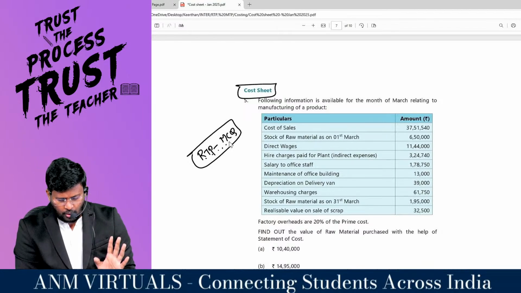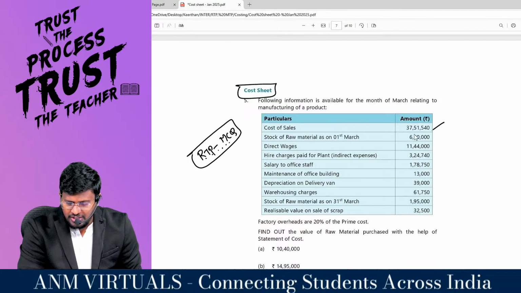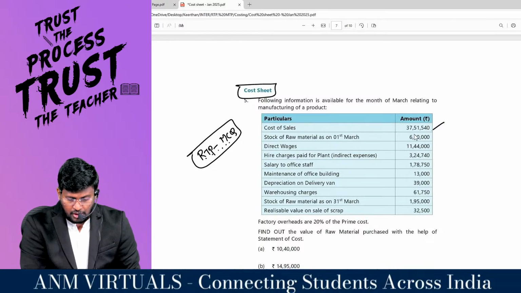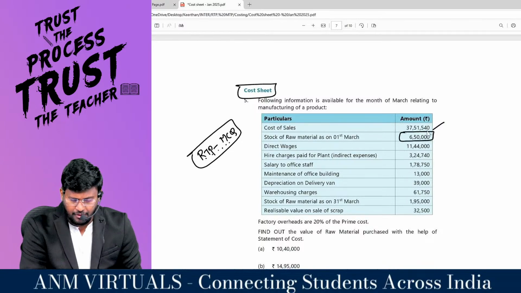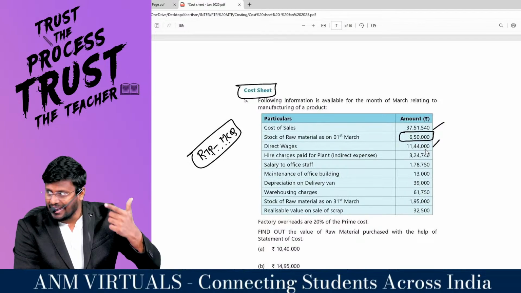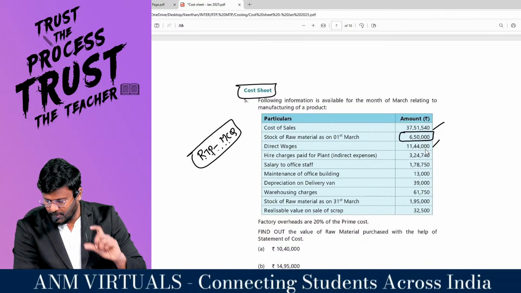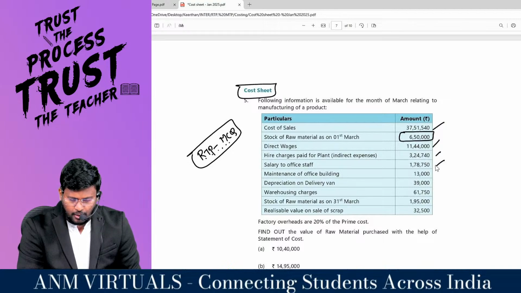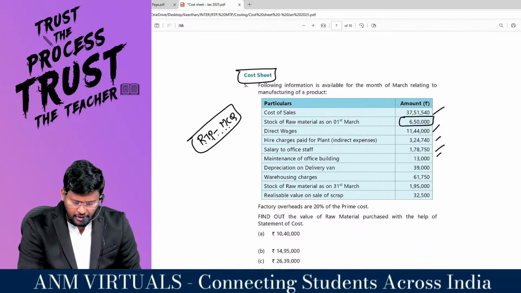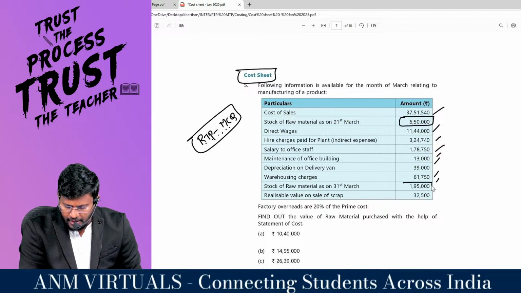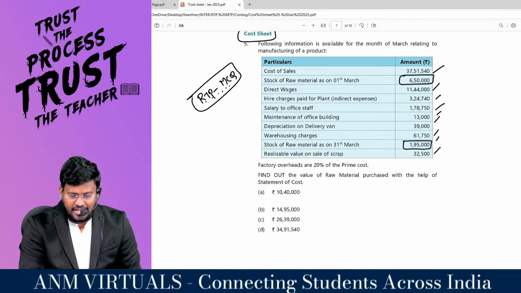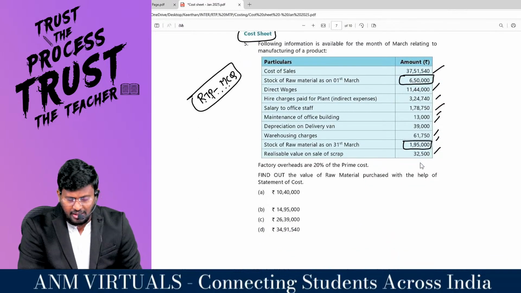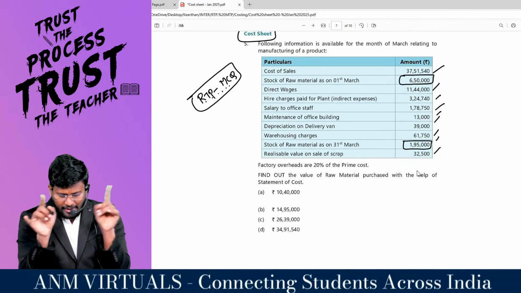Standalone MCQ. What do they want? Cost of sales they themselves have given. Stock of raw material opening they have given. Direct wages, which is direct material plus direct labour plus direct expenses, direct wages given. Hire charges paid for plant, salary to office staff, maintenance of office building, depreciation of delivery van, warehouse charges, stock of raw material, which is closing stock of raw material, realizable value on the scrap. On the realizable value of scrap, we have to deduct it.